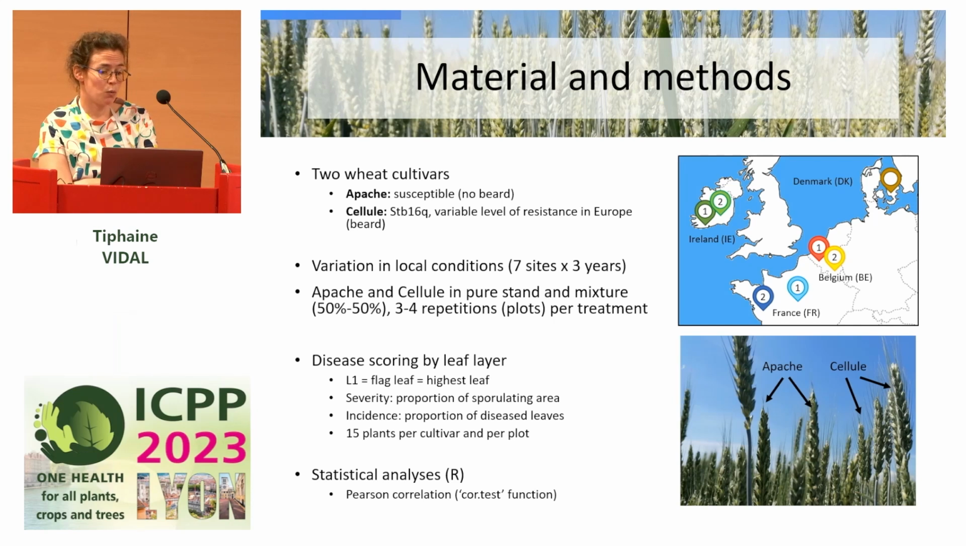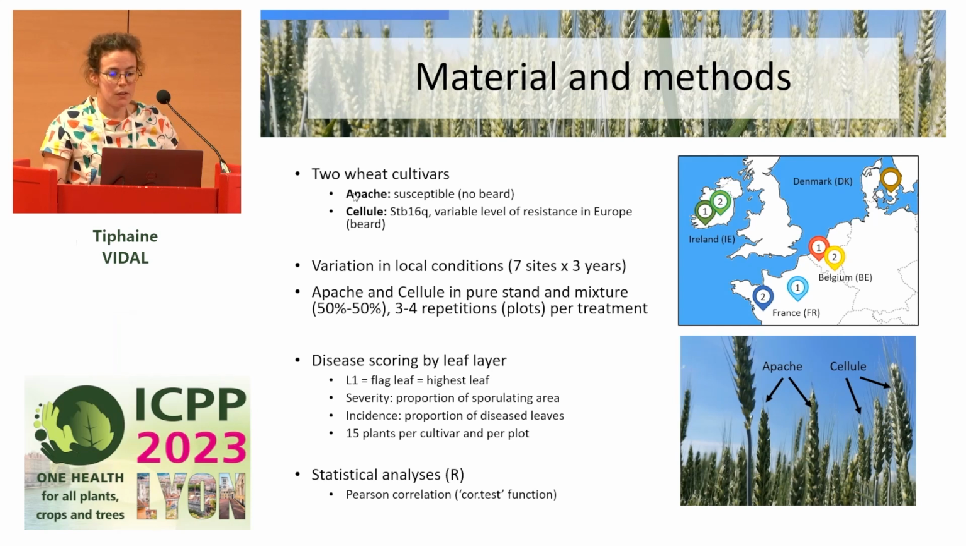But this gene was broken down relatively quickly. And we know that its resistance is still effective in some places in Europe. So in the field, we were able to distinguish these two cultivars because one has a beard and the other hasn't. This is really interesting because I will show you later the disease level of the different cultivars within mixtures, and we will be able to compare it with the pure stand.